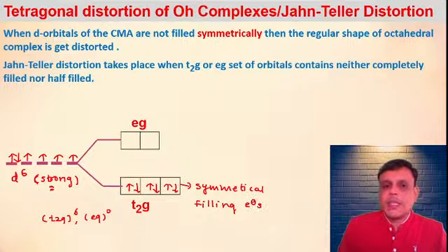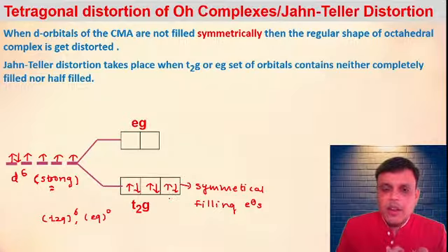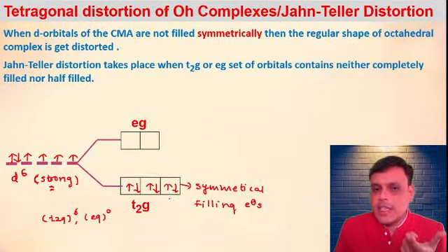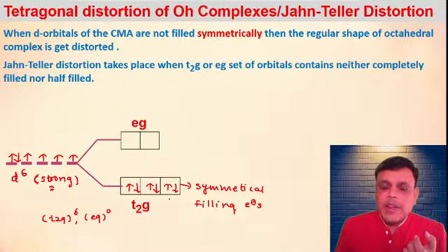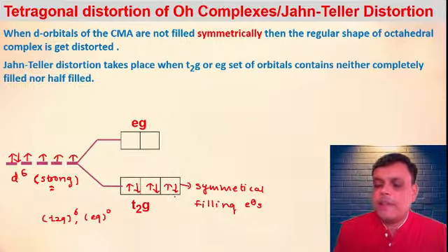Understood what is meant by symmetrical filling? When is it symmetrical filling? When the orbital is half filled or completely filled, then that is called a symmetrical filling of electrons.